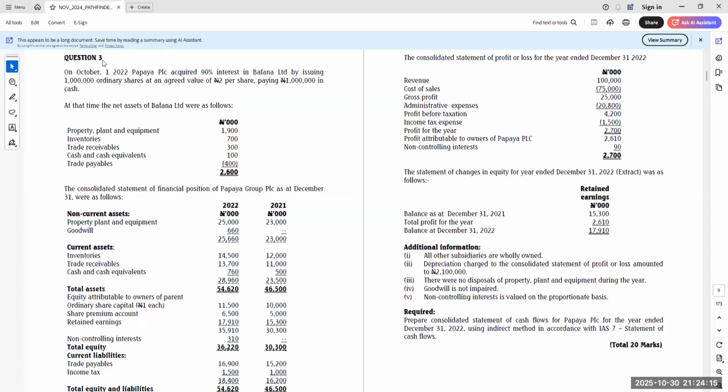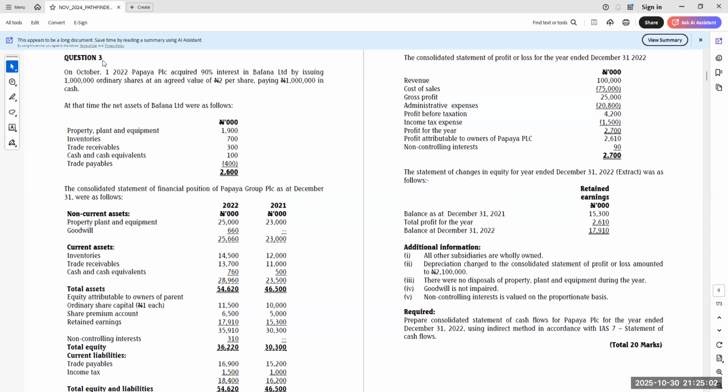The consolidated statement of profit or loss for the year ended 31st December 2022: revenue, cost of sales, gross profit, administrative expenses, profit before taxation, income tax expense, profit for the year, profit attributable to the owners of Papaya PLC, non-controlling interests. Then we have the statement of changes in equity for the year ended 31st December 2022. Extract was as follows: balance as at 31st December 2021, total profit for the year, and balance as at 31st December 2022. Additional information: all other subsidiaries are wholly owned.